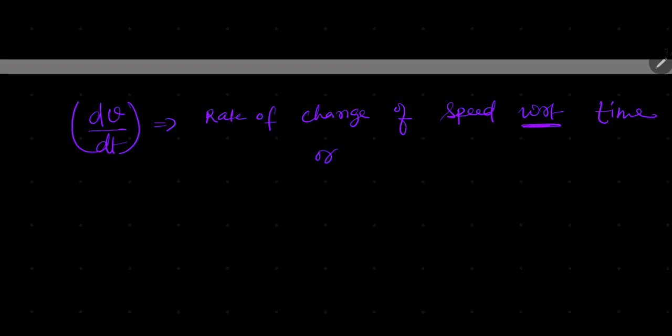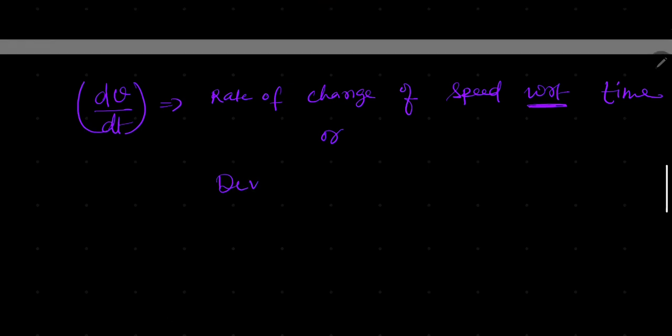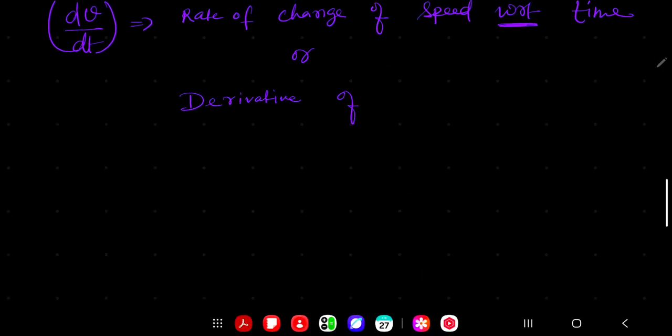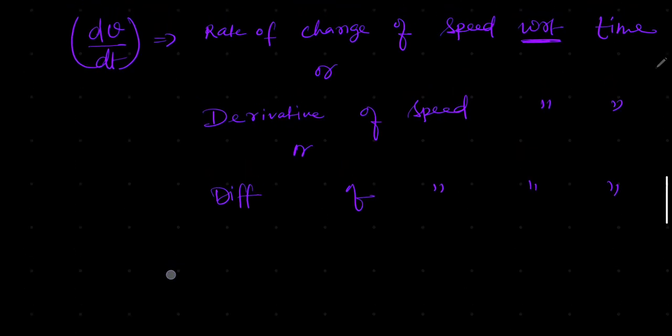Another way to write it is that it is the differentiation of velocity with respect to time, or you can say the derivative of velocity with respect to time. Derivative can be said as derivative, or you can say differentiation.